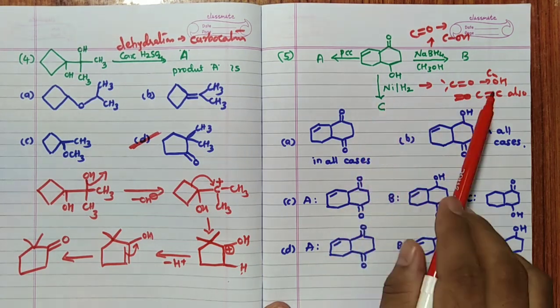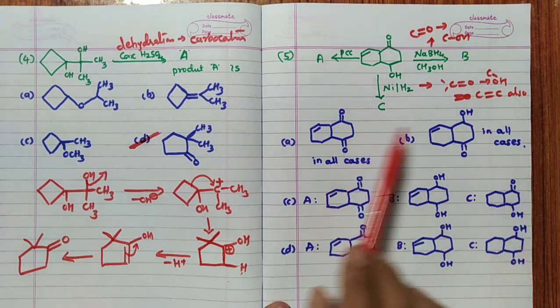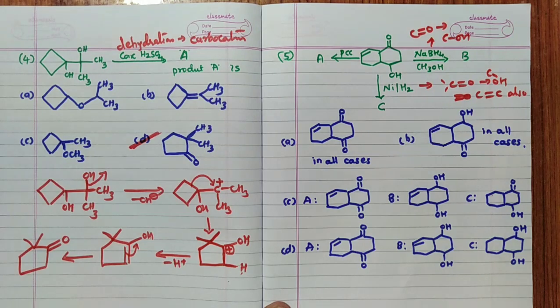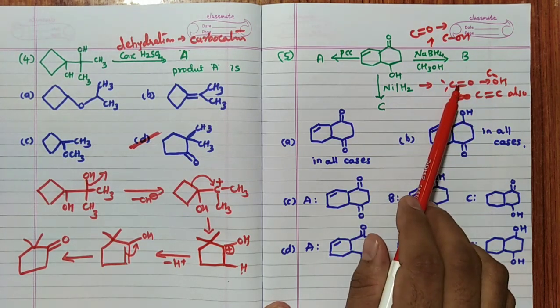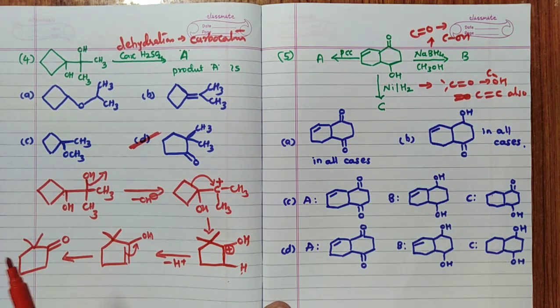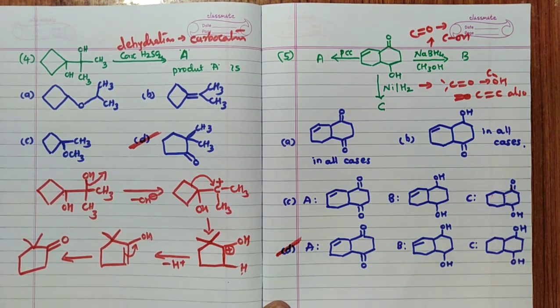In C, what happens is the double bond is also reduced. The double bond is also reduced in both the cases, no doubt. But in this C, double bond O is converted into OH. In C, the double bond O is as it is here, so it is not the answer. So OH is converted, hence the answer for this question is D.